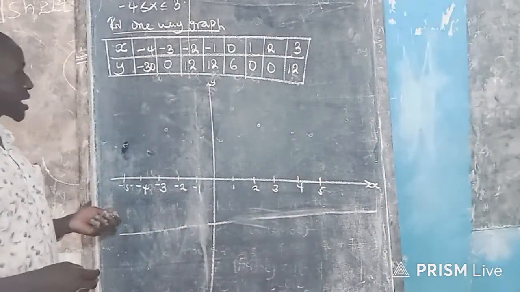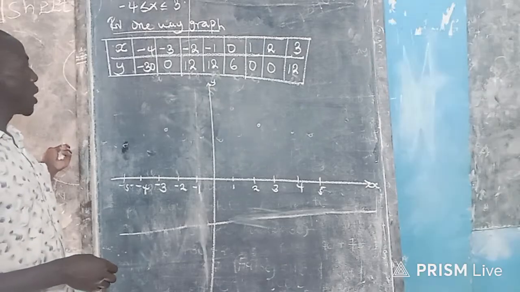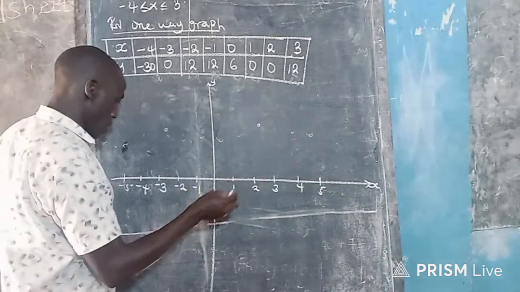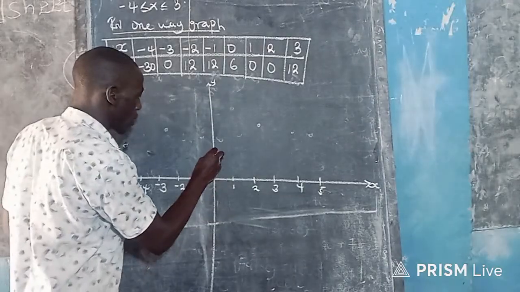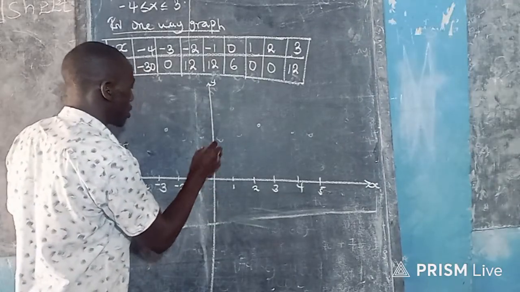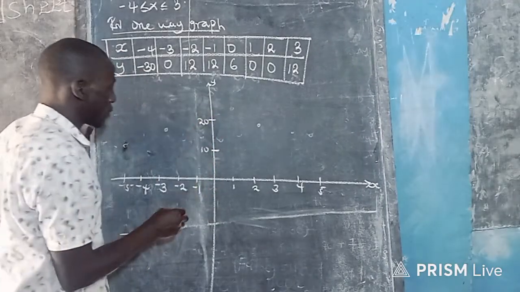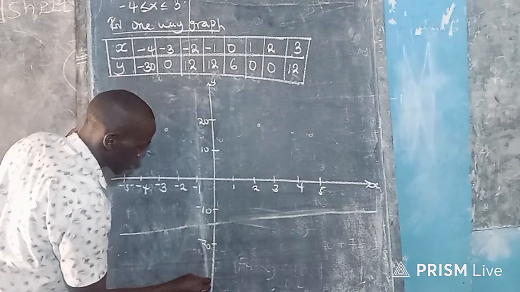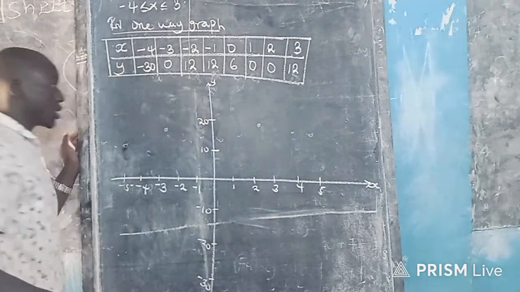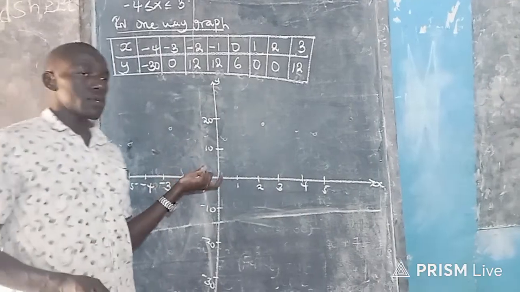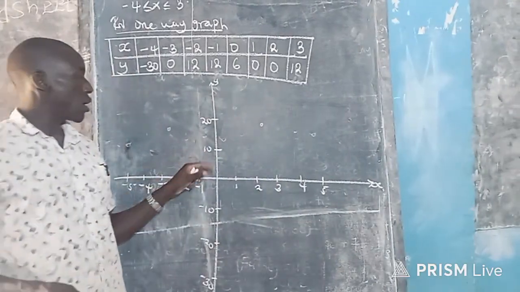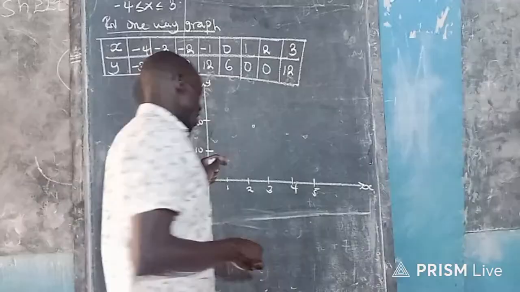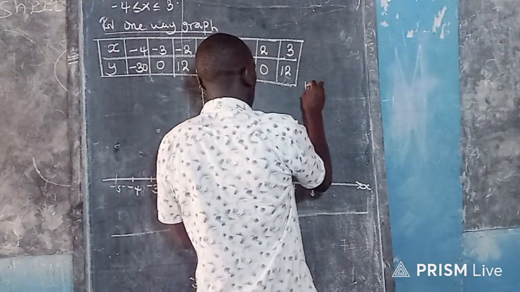For my y-axis, I am going to use a scale of 10. So this is 10, 20, and going down we have -10, -20, and -30. The scale of 10 I've used here represents a unit of 2 centimeters, which means if we are asked to give the scale, we can say 1 centimeter.